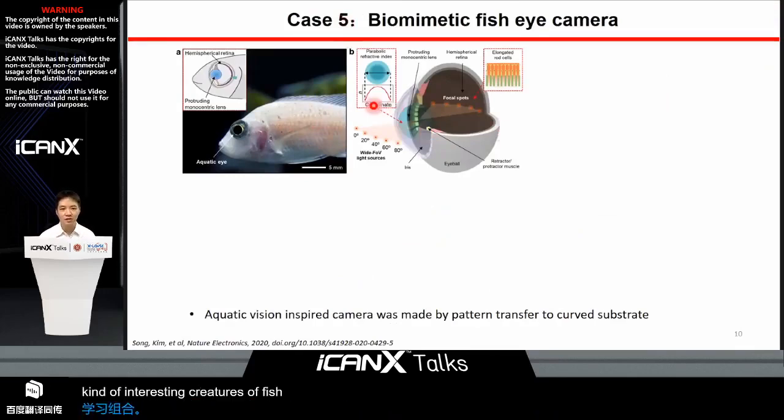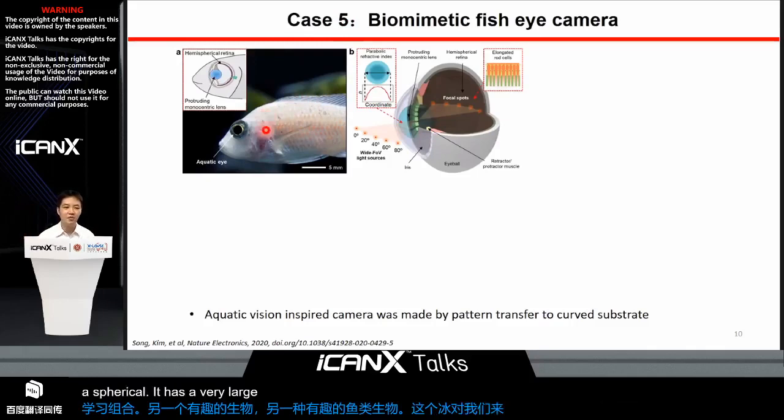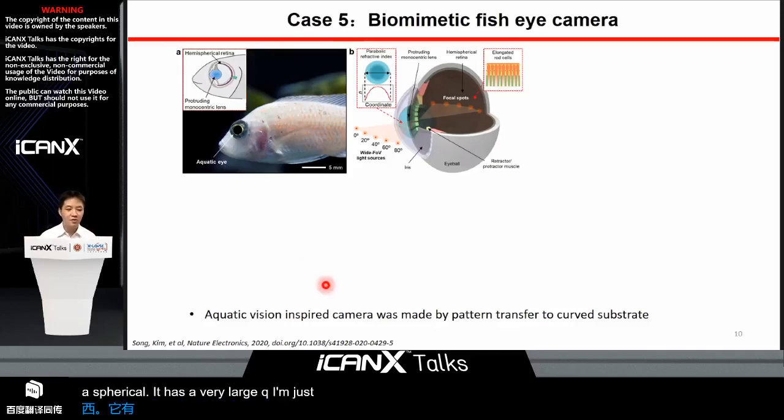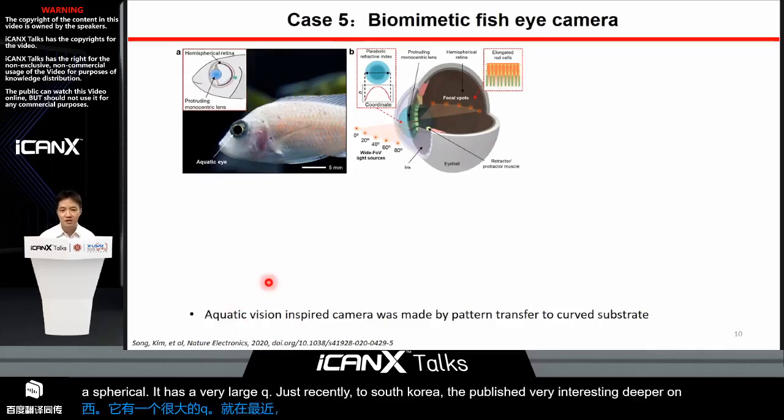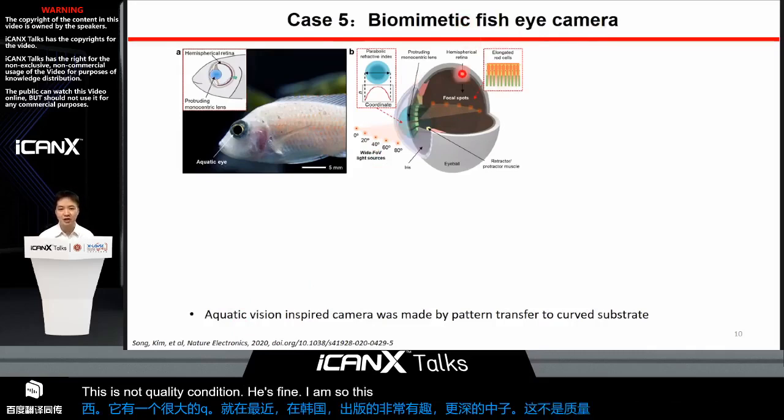It's in the water. A fish eye is also a very interesting device. A fish eye looks somewhat hemispherical. It has a very large field of view. So just recently, two South Korean groups published a very interesting paper in Nature Electronics. This is about an aquatic vision inspired eye camera. So this is basically a fish eye camera.